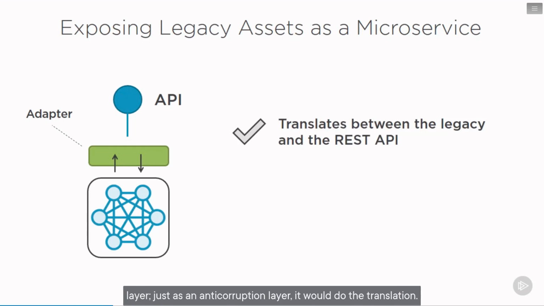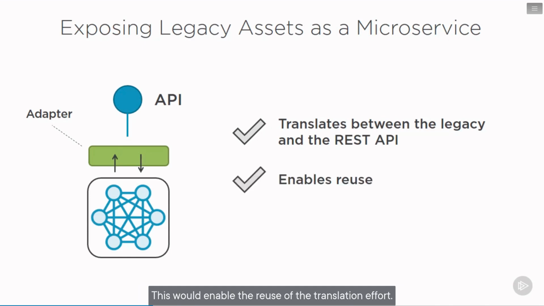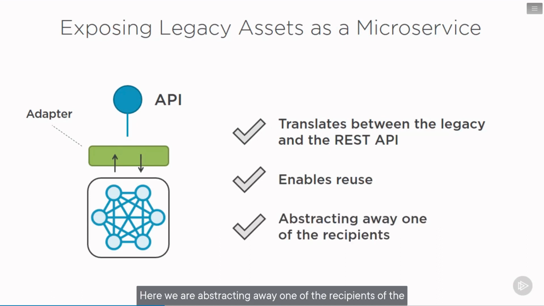Just as an anti-corruption layer, it would do the translation. The difference here is that this translation would be not between the legacy system and some particular bubble, but rather between the legacy system and the REST API. This would enable the reuse of the translation effort. Here we are abstracting away one of the recipients of the translation and allow any bubble to connect to the legacy assets using the same API endpoints.